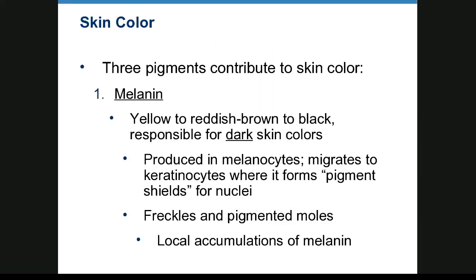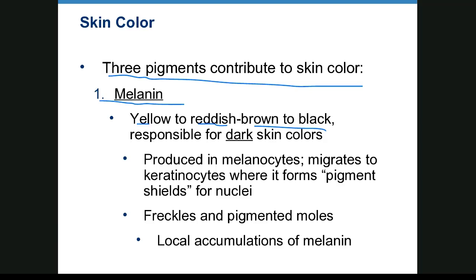Okay, so the pigments. 3 pigments are involved in giving the skin its color. Melanin first. And everyone, unless they're albino, has melanin. Some have more than others, but the biggest difference is you have different colors of melanin. It can be yellowish, reddish brown, black, very, very pale, peachy colored, like in really extremely pale Caucasians.